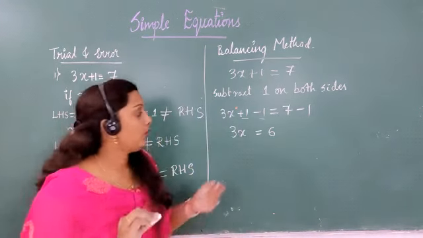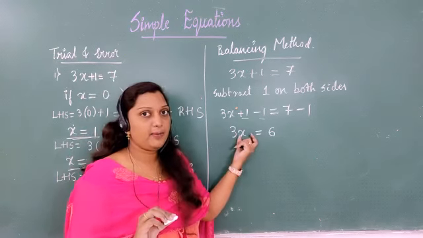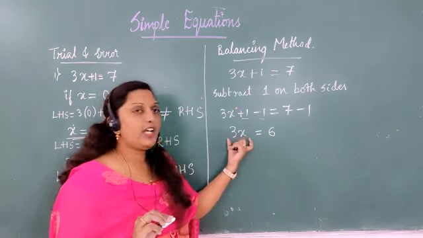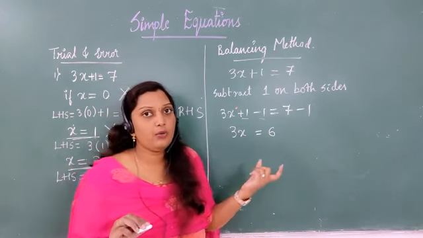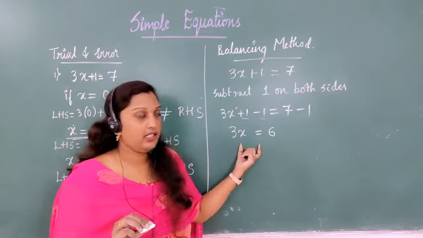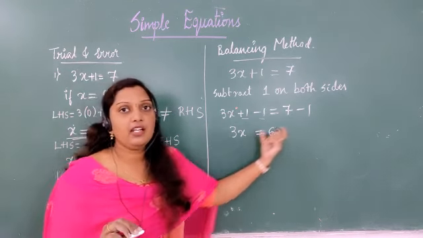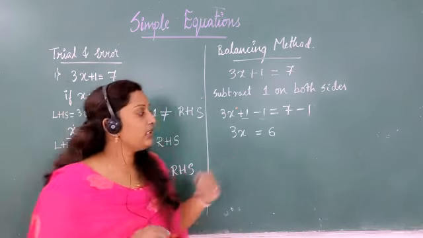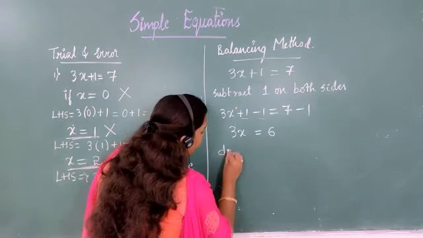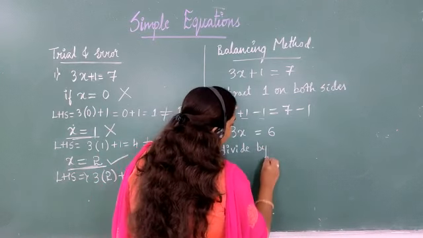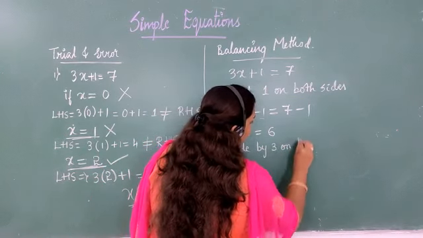Correct? Now I want only the variable x here. I don't want this 3. So in 3x, if I want to eliminate 3, what I should do? I should divide 3, right? So if I am dividing 3 in the left side, I should do the division in right side also. Correct? So divide by 3 on both the sides.